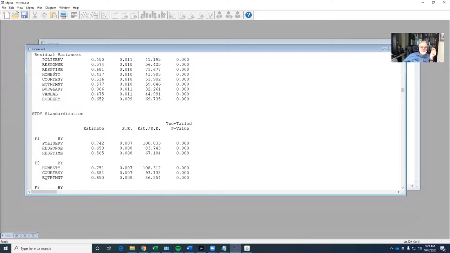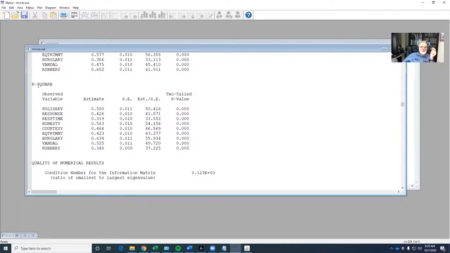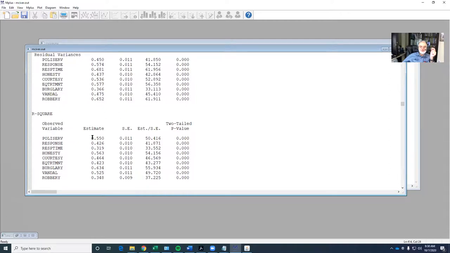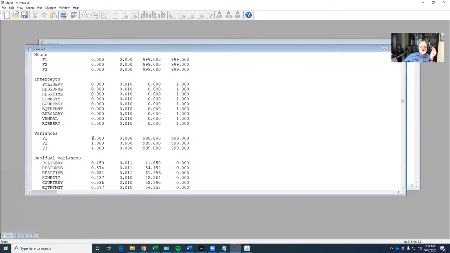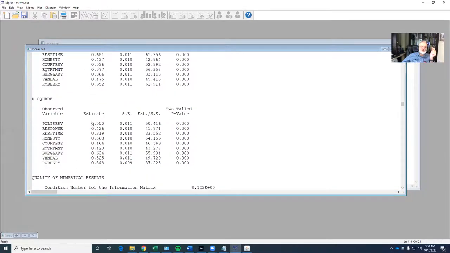All right. So down here at the bottom, we have an R square for each model. This tells you the proportion of variance in each of the manifest variables that is accounted for in the model. Well, what is this 0.55? It is, using the tracing rules, the proportion of variance in the first manifest variable due to the structural model. So going up here, 0.74 times the variance of factor one times 0.74 is going to give me 0.55. And the same thing applies to all the rest of them.